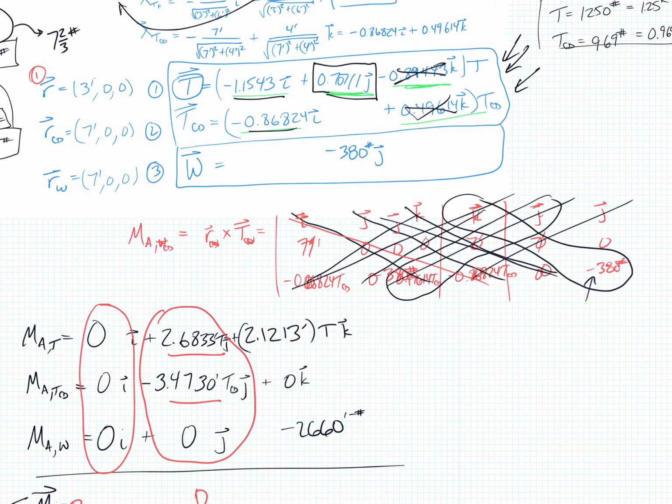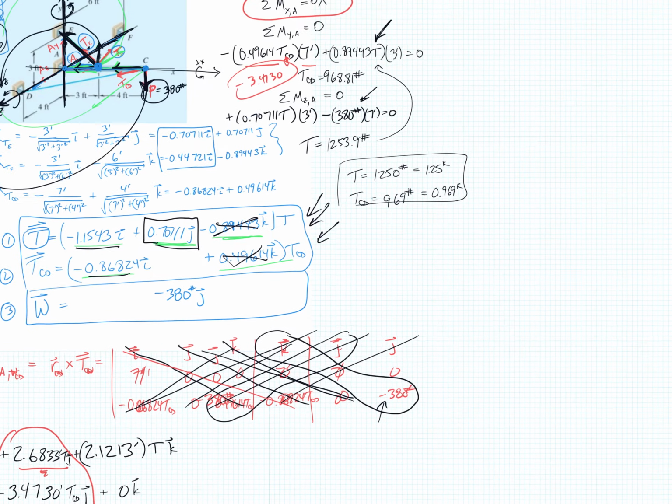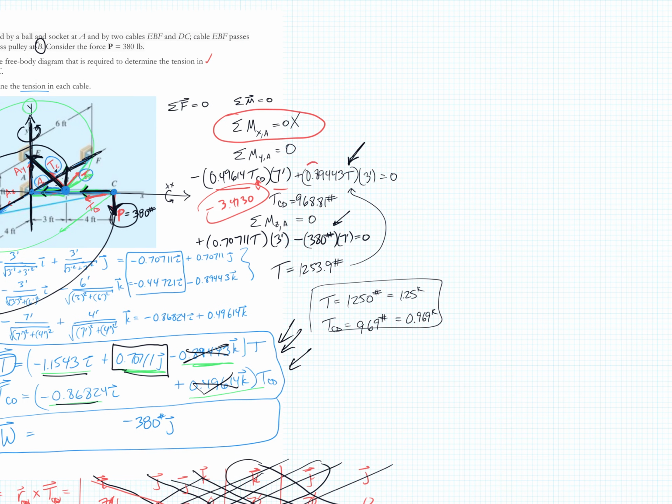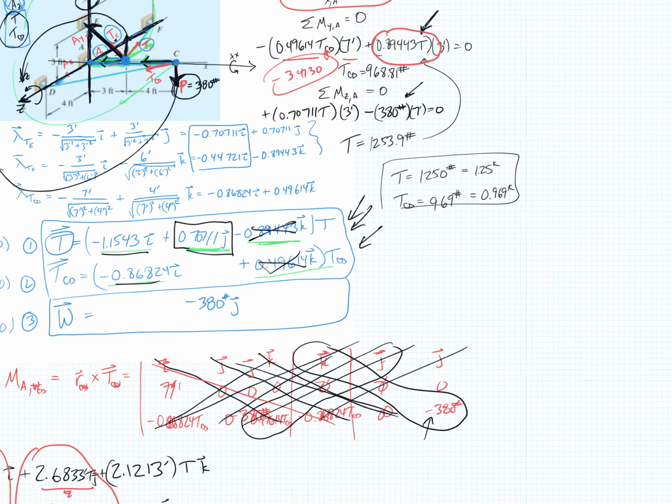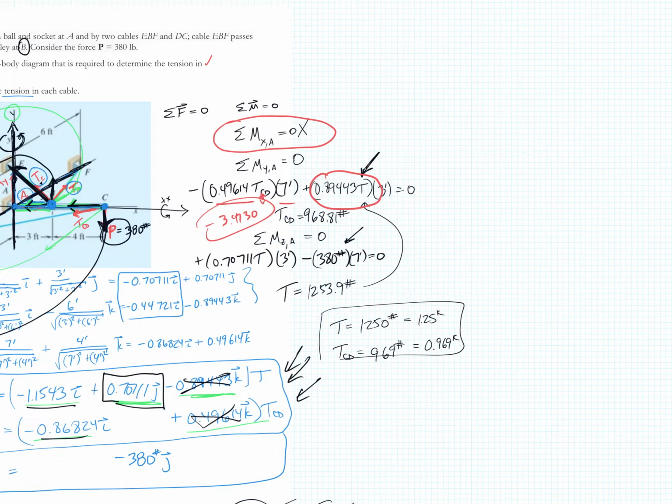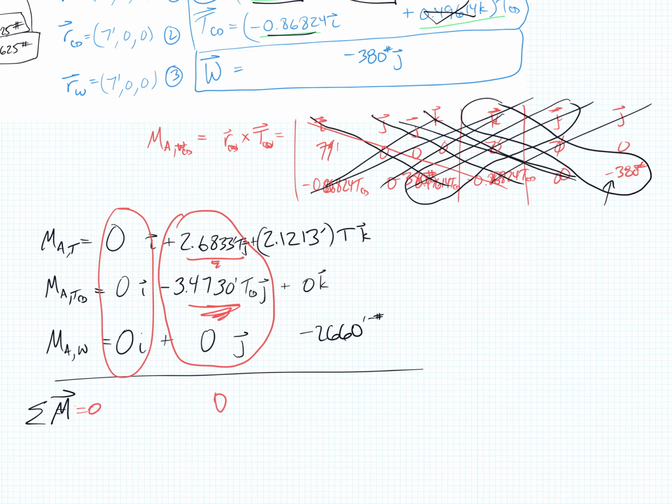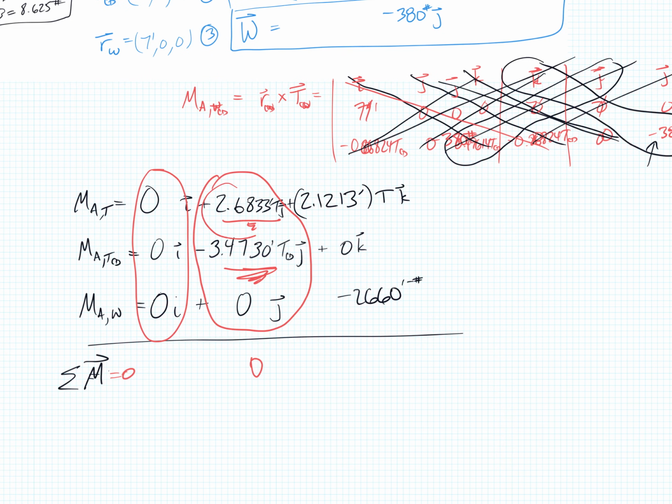Notice this right here, boom. This 2.6, that positive 2.6833, that's this right here, 3 times that. That'll be the coefficient there. So in other words, we did all that work and we get this exact same equation right here. I can say that this plus this equals 0.